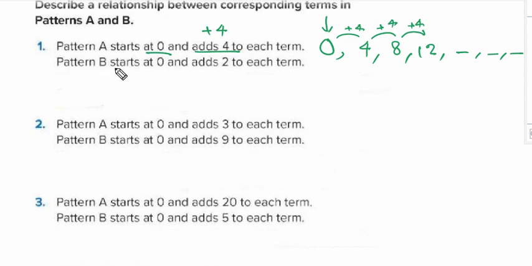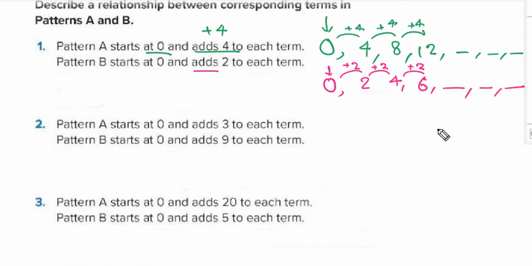Now pattern B starts at 0. Pattern B starts at 0. Adds plus 2. So plus 2 and plus 2. I'm giving you to write 3 more steps or fill in the blanks for this question.